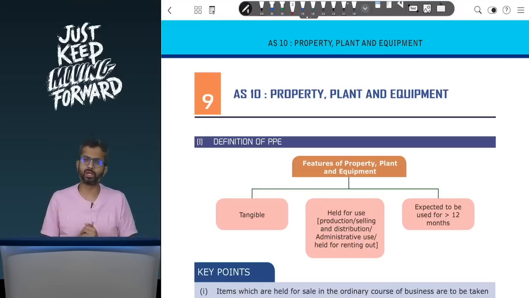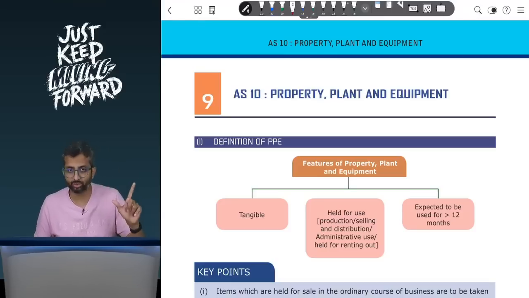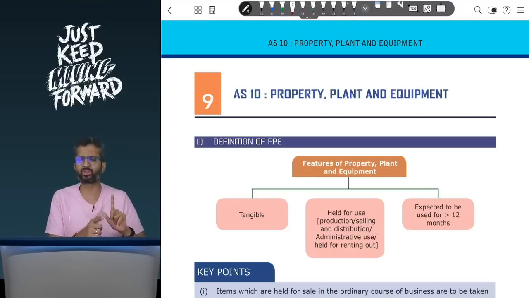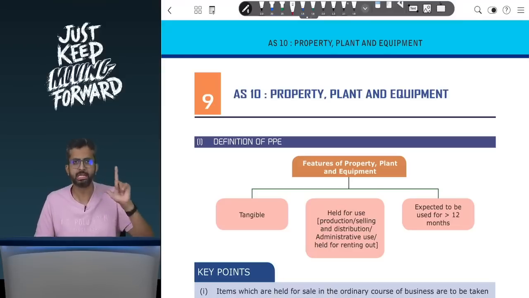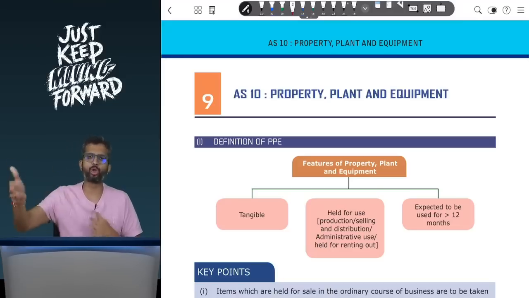First, what will be covered under PPE? Well, PPE covers items which are tangible. That is, they have physical form, you can touch, feel, see. Second, held for the purpose of use, not for the purpose of sale. Use can be administrative use, selling and distribution, employee welfare, pollution control, use in the ordinary course of business. And third, it has a life at or beyond 12 months.